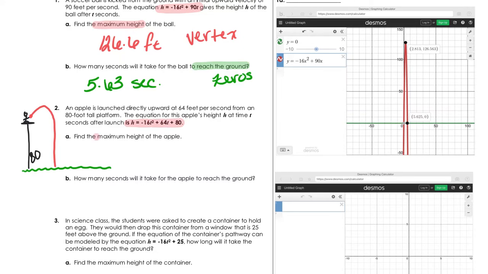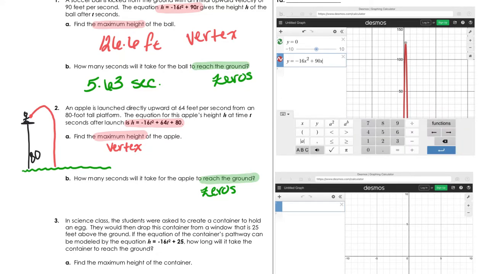So part A is asking for maximum height, and part B is asking how long until it reaches the ground. If I was looking for key features, maximum height always means vertex, and reaching the ground is always going to be where my zeros or x-intercepts are. Now that I have a better picture of what's going on, I can go into Desmos and use the graph to help me identify those key features. So here I would change my equation to match that of the apple.